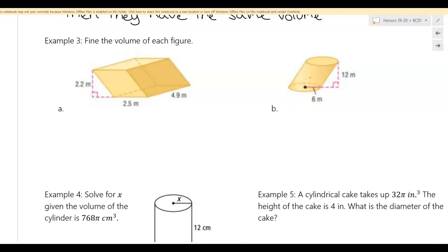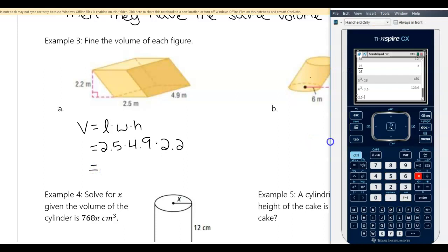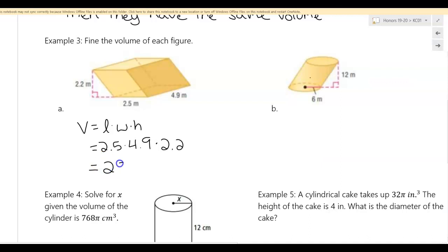Okay? So here, volume equals length times width times height, which is 2.5 times 4.9 times 2.2. Can't do that in my head. 2.5 times 4.9 times 2.2. We get 26.95. This is in meters cubed.